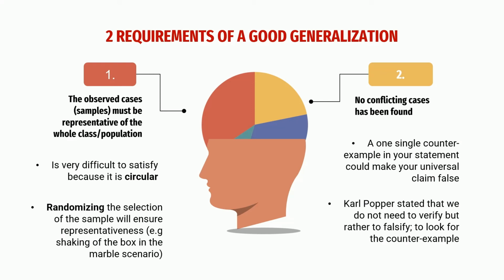And number 2: no conflicting cases have been found, which means that one single counterexample to your statement could make your universal claim false. Karl Popper once stated that we do not need to verify, but rather to falsify, to look for the counterexample, although either of the two is hard to achieve.